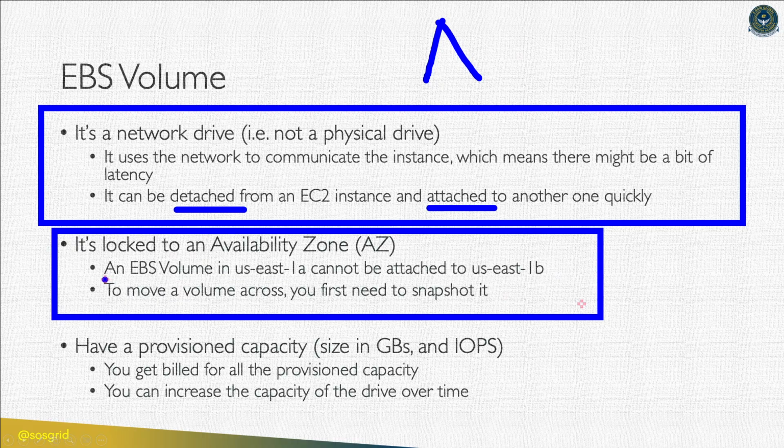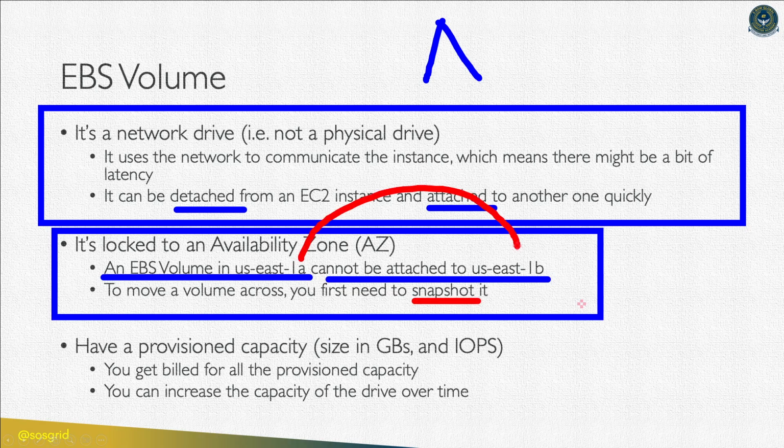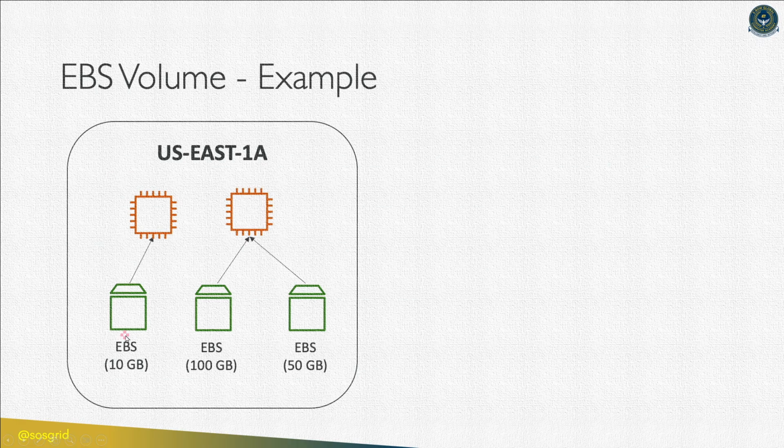And it is again locked to one availability zone. So just like I said already, an EBS volume in EU West 1A cannot be attached to EU West 1B. It doesn't work that way, but that's still possible by using what we call a snapshot, or by creating a snapshot. Even though you still want to put it in EU West 1B, you need to create a snapshot. We'll also talk about that. And then you get billed for the capacity. So the more the size increases, the more you pay for it.